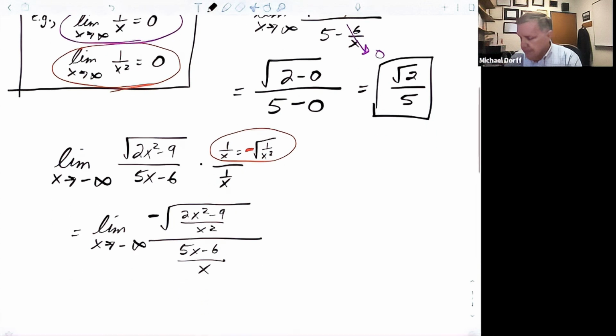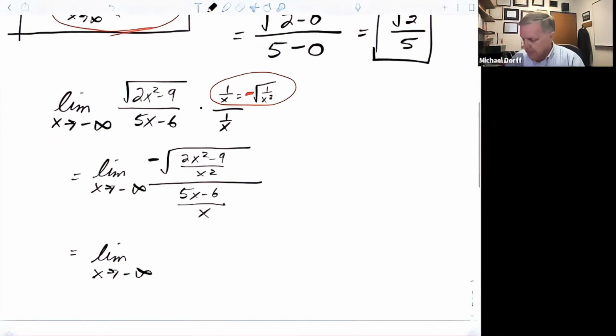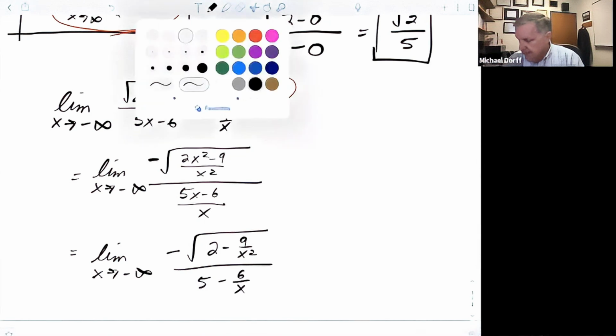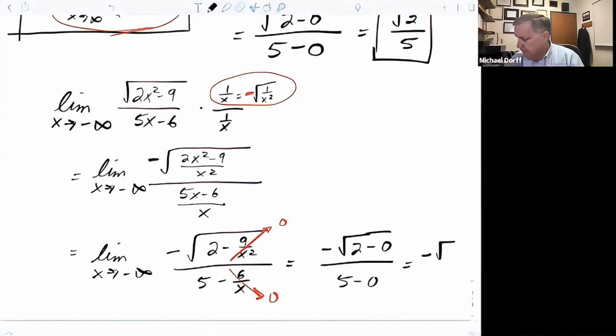Well, this is very similar to what we just did. The only difference is that I have a negative sign out front of the square root. So I can simplify this to the negative square root of 2 minus 9 over x squared all over 5 minus 6 over x. And just like last time, we know that this goes to 0 and this goes to 0. And so I have then the negative square root of 2 minus 0 over 5 minus 0, which now equals negative square root of 2 over 5.